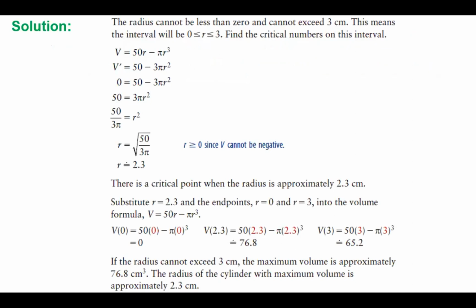Okay, first of all, we find the first derivative of V with respect to r, right? r is the independent variable here. V prime equals 50 minus 3 pi r squared. Then we find the points that make this first derivative 0, which gives r equal to the square root of 50 over 3 pi, which is approximately 2.3. Also note that there is no value of r that makes this first derivative not exist.